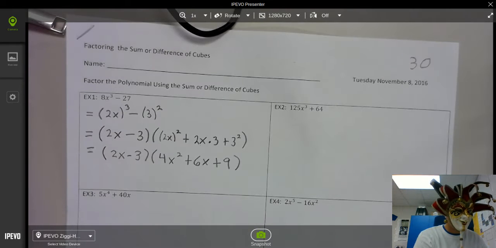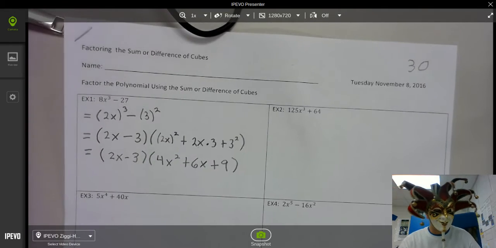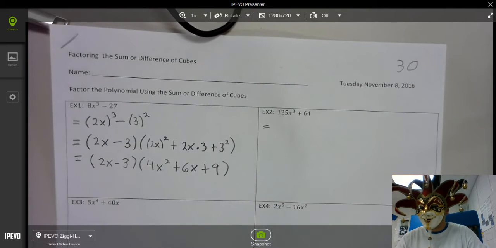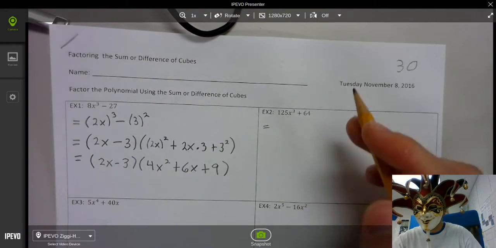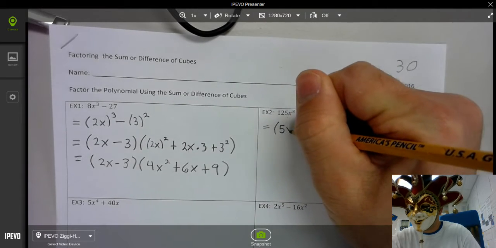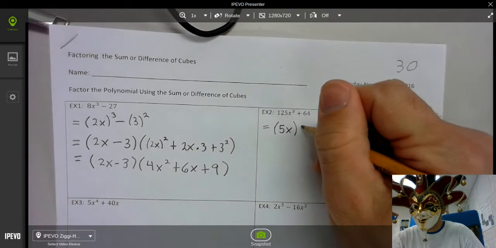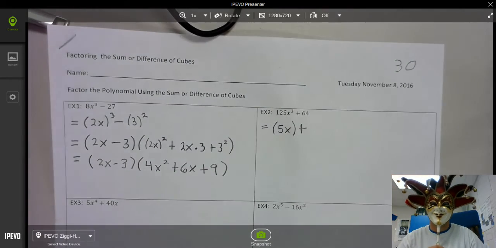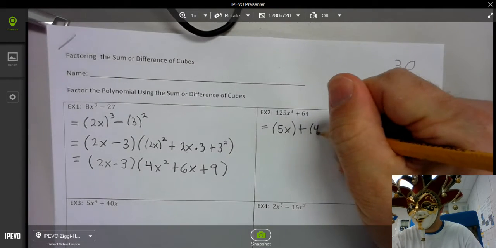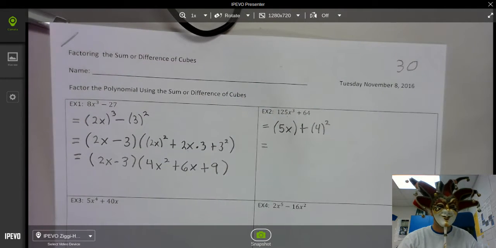Alright, so let's look at example 2. So we have to think, well, are these a sum of cubes? Well, let's think, what cube gives me 125? Well, the answer is 5. 5x cubed gives me 125x cubed. Plus, then you have to ask yourself, well, what cube gives me 64? And the answer to that is 4. So you see that we have the sum of cubes.